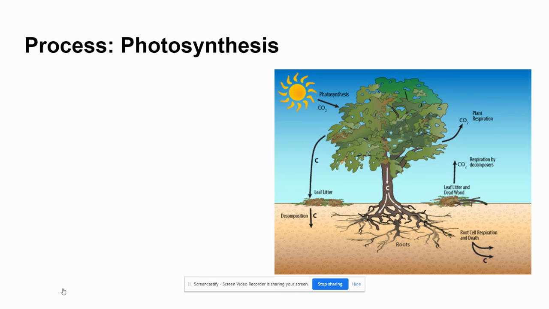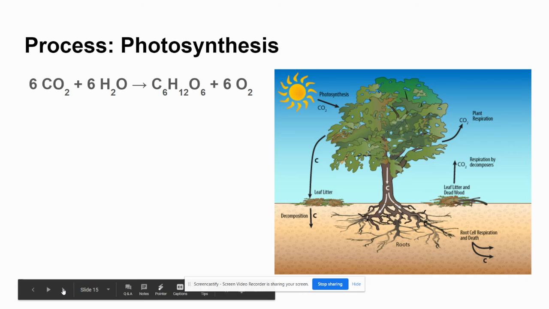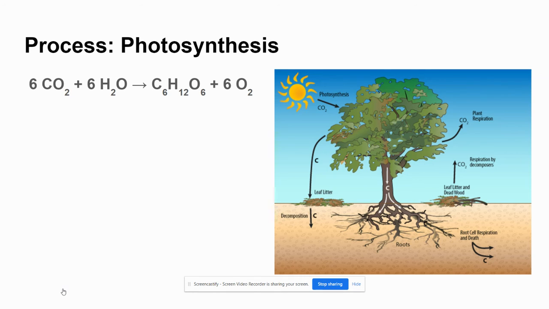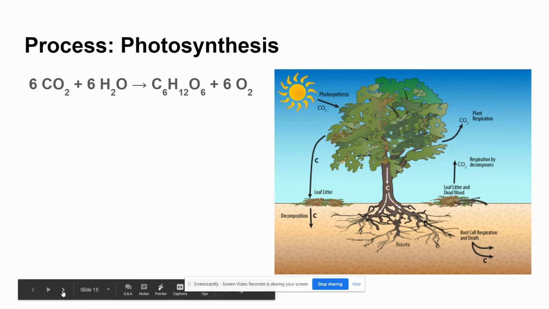So let's talk about these processes one by one. The first process is photosynthesis. As you must know from a biology class, photo means light and synthesis means making. So photosynthesis is the process by which green plants take in carbon dioxide, and in the presence of water, which is drawn from the ground, they make sugars and oxygen.